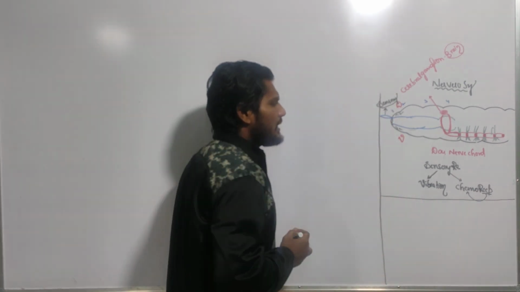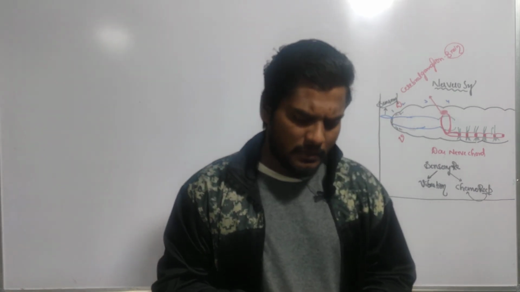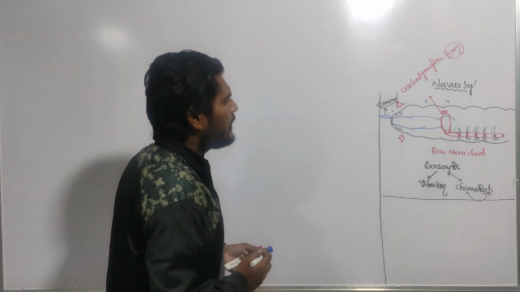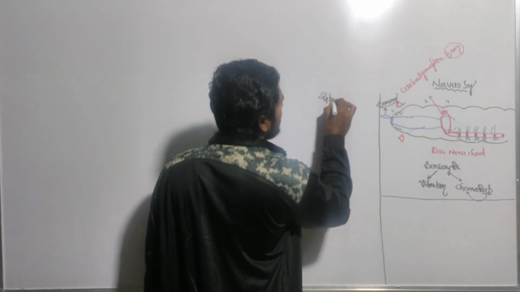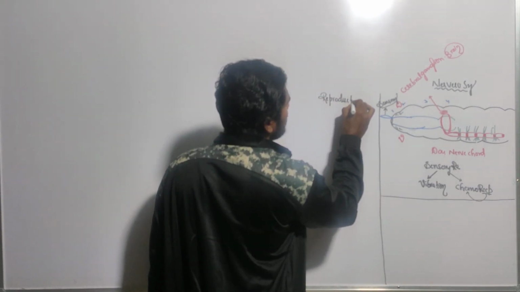Actually, it has the autonomic nervous system, central nervous system, all those, but we don't need to discuss that. Now, after the nervous system, you go for the reproductive system. Yes, reproductive system.